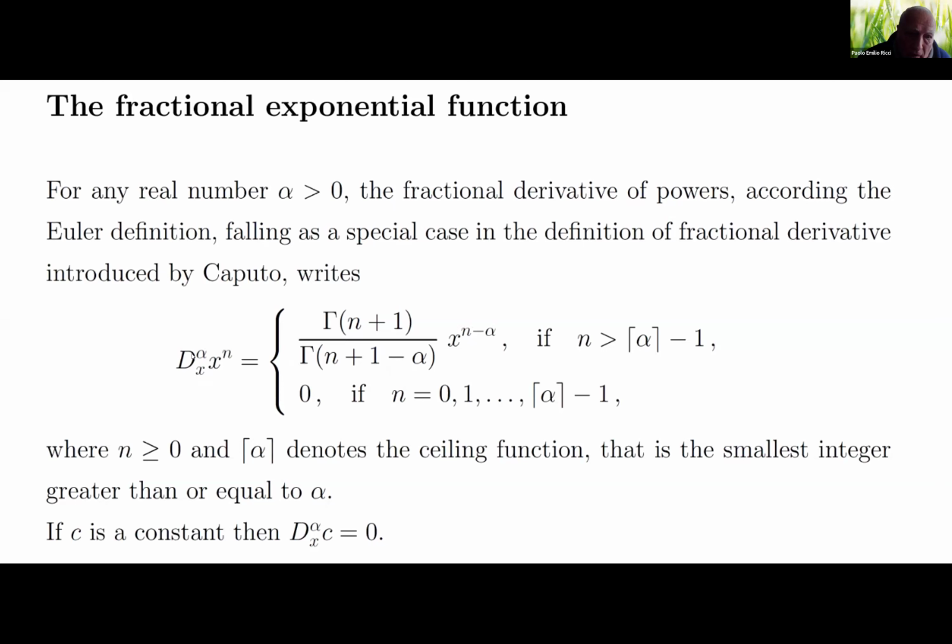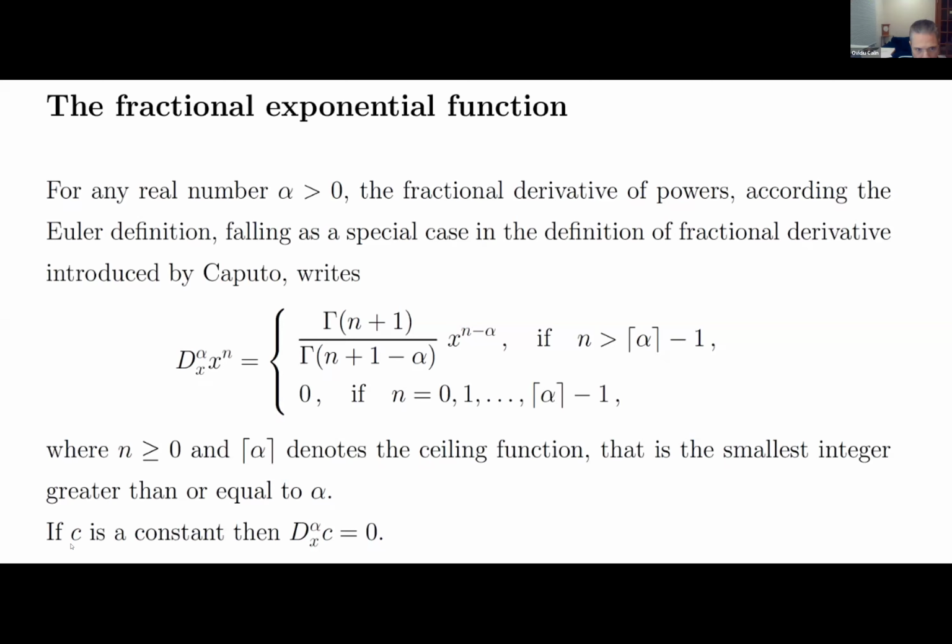Applying the fractional derivative to the power x to the n, we find the ratio of two gamma functions multiplied by x to the n minus alpha. This is when n is greater than or equal to the ceiling function of alpha minus 1, and it is 0 if the value of n is up to the ceiling function of alpha minus 1.